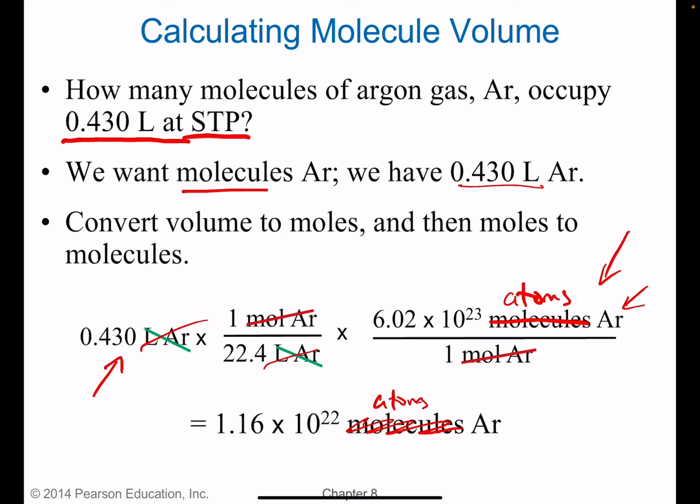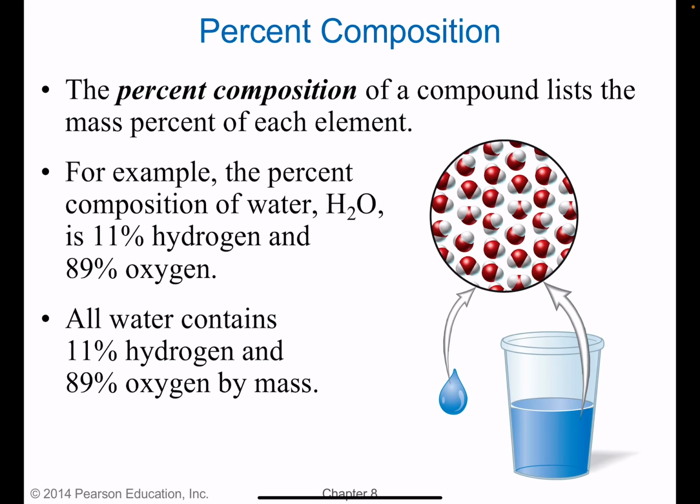We would be multiplying by Avogadro's number so that the moles cancels, and we end up getting this number. And again, practice. Make sure you can get the same number on your calculator, especially when we're dealing with exponents like this. Scientific notation can be tricky to put in your scientific calculator correctly unless you practice. So then percent composition.